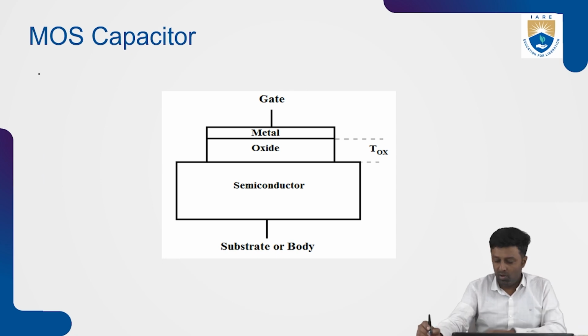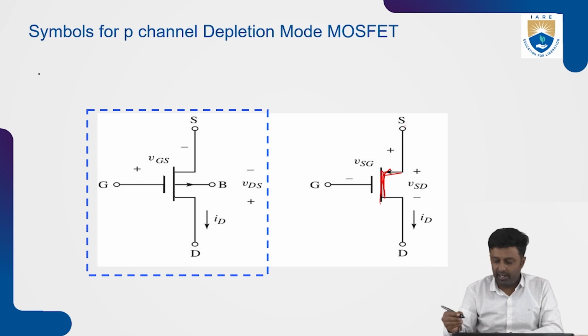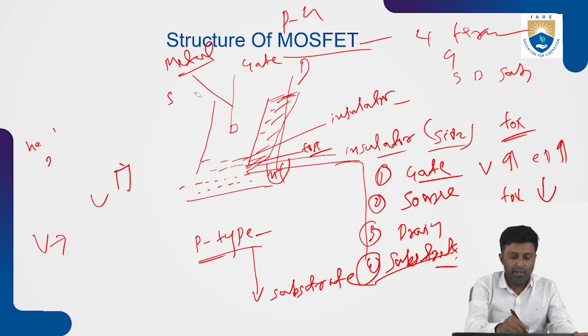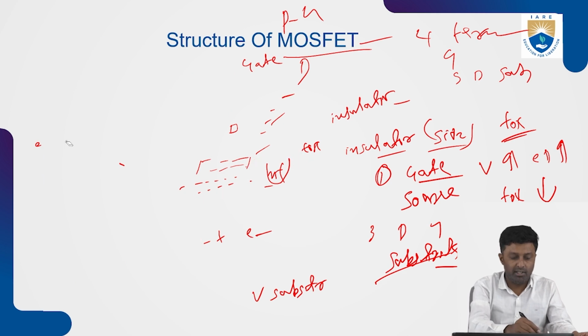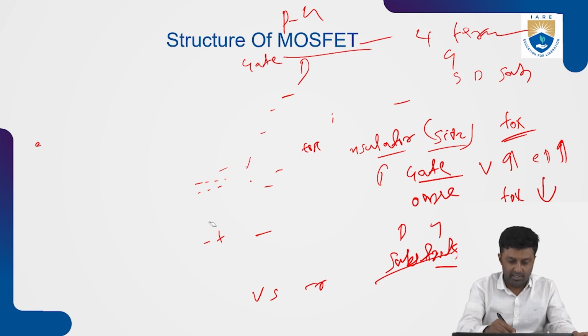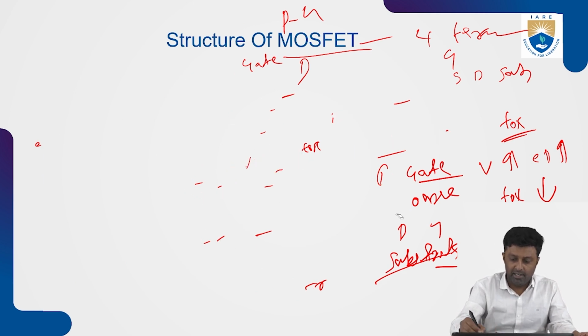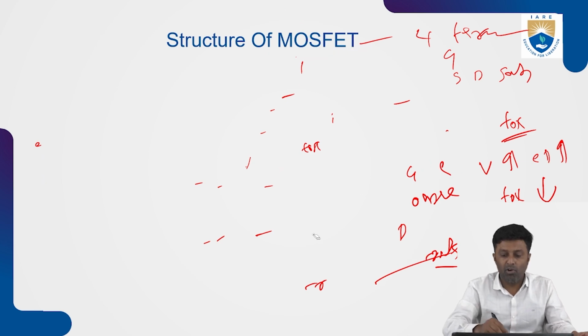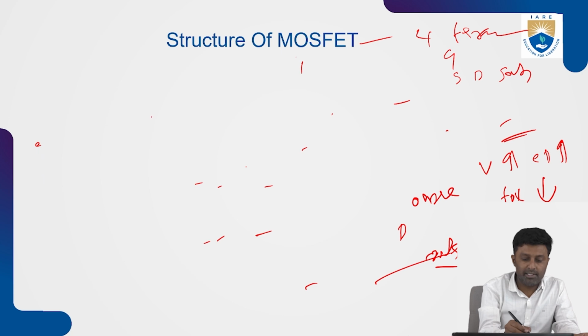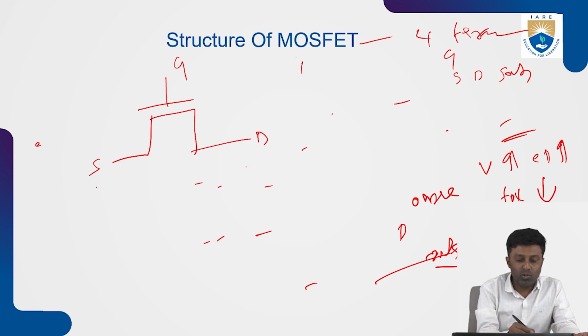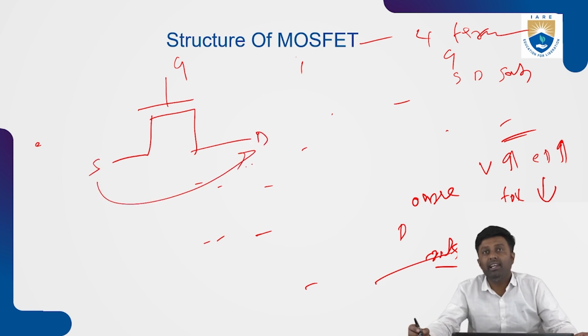Generally, we can write the symbols for these transistors. This was the structure we have seen. Now we'll see the symbols for these N-type and P-type transistors. You can see it has 3 terminals here. This is the gate, and you should remember one more thing: the source and drain terminals are interchangeable.